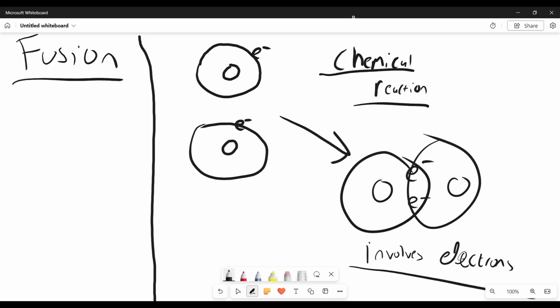It involves electrons, okay? A chemical reaction involves electrons. And the reason that this happens is that my electrons and my nucleus are very far apart. If your nucleus was the size of a golf ball, okay, that's my nucleus as a golf ball, the electrons would be 300 meters away. Okay, that is an insanely large distance.